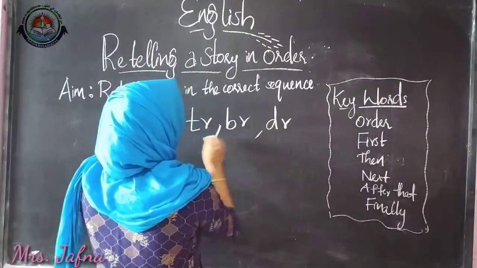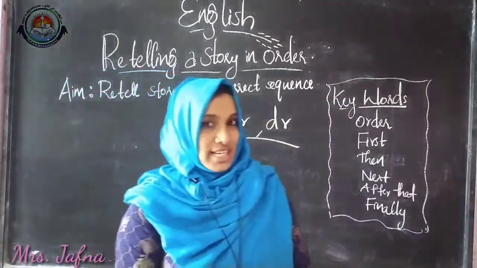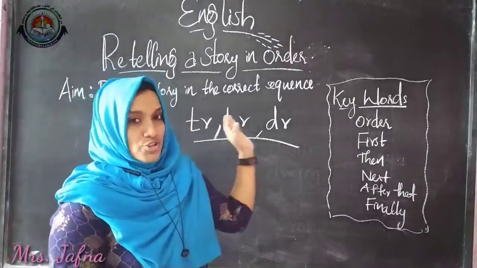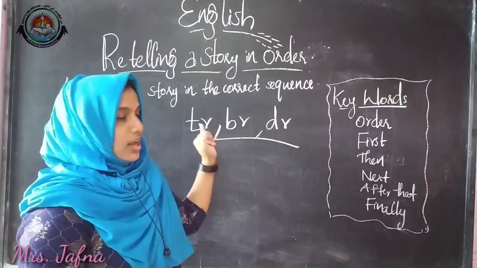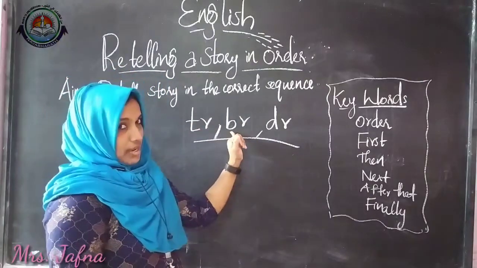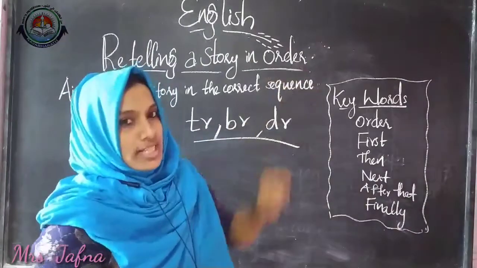So these are the three blends that we have learned in the previous class. TR, tr. The letters T and R together make the sound tr. BR, br, and GR, it makes the gr sound.